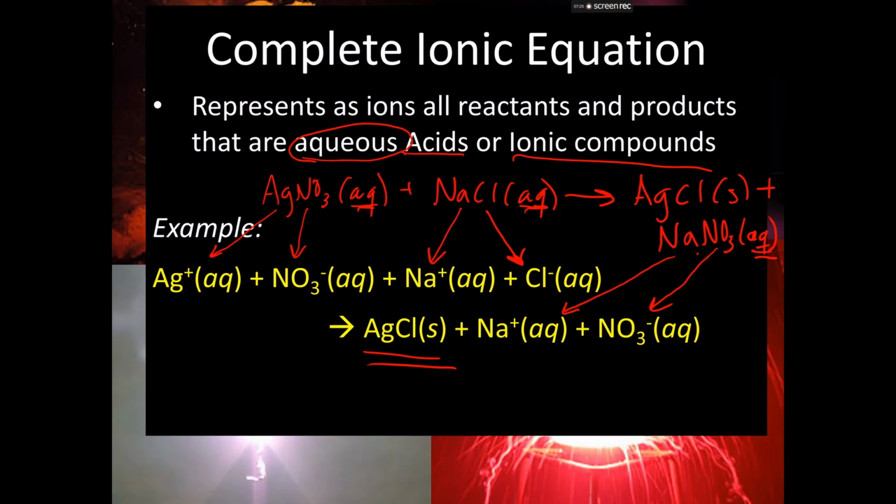So anything that's aqueous and ionic, or aqueous and an acid, for a complete ionic equation, we are going to separate it into its individual ions. Whereas if it's solid or not ionic, we are going to keep it together. This gives a better representation of what's actually going on in the solution, because those compounds that are aqueous actually dissociate. They actually separate into ions, and they don't stay as a solid lattice. So let's keep going here.